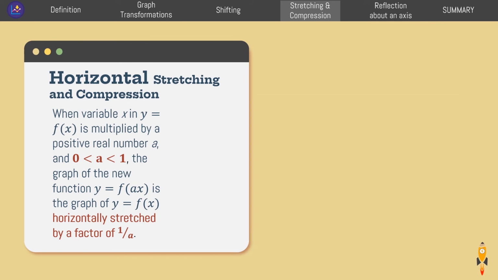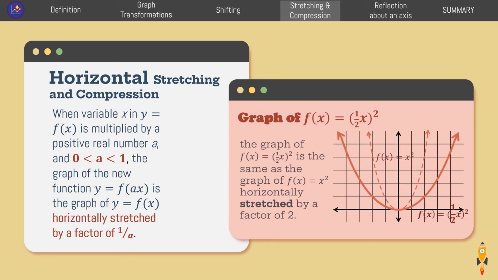When variable x in y equals f of x is multiplied by a positive real number a, and a is greater than 0 and less than 1, the graph of the new function y equals f of ax is the graph of y equals f of x, horizontally stretched by a factor of 1 divided by a. Example: sketch the graph of f of x equals 1/2 x squared.